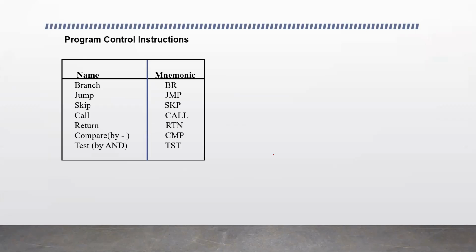So here we have a set of program control instructions given in this table. Branch instruction, the mnemonic used is BR. Jump instruction is also used to control the program flow of execution. JMP, the mnemonic used is JMP. Skip instruction, call, return, compare, and test. These are all the commonly used program control instructions. So let's see this one by one.